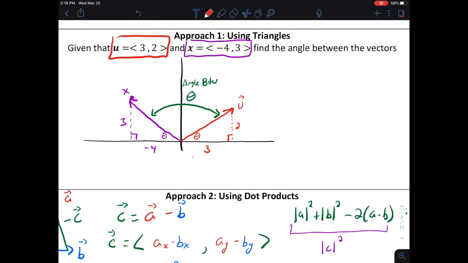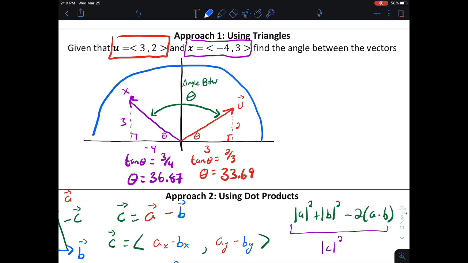Now I'd start by finding the angle between vector u and the x-axis. So I'd use the tangent function. Tangent of theta would equal 2 over 3. And I would use inverse tangent to help me find what that angle is. So inverse tangent of 2/3 gives me 33.69. And I would do the same thing for the purple one. So I'd say tangent of theta, I'm going to make my sides positive, is equal to opposite over adjacent, 3/4. And that gives me an angle measure of 36.87.